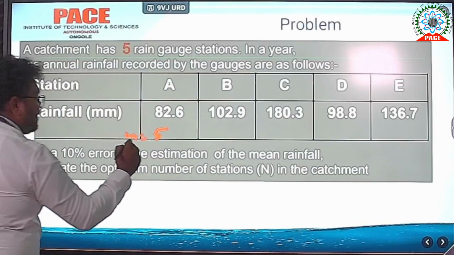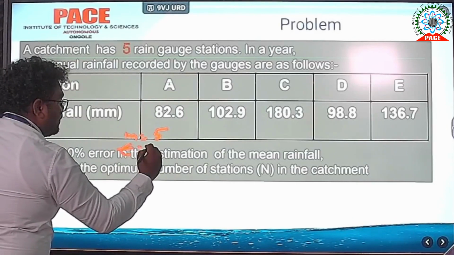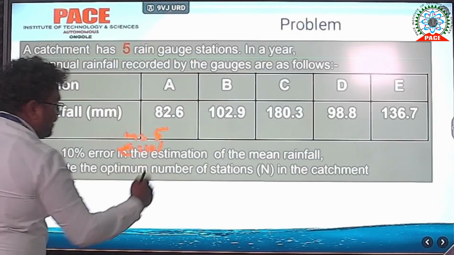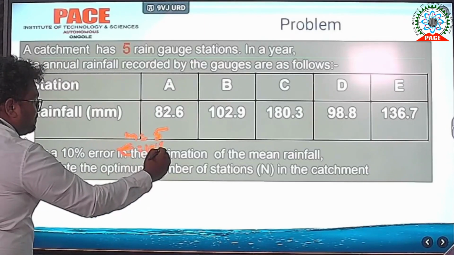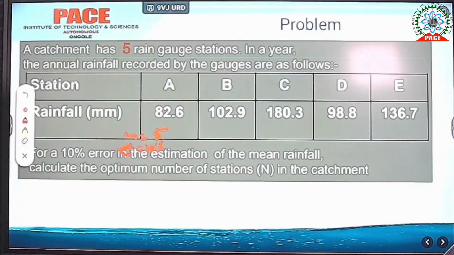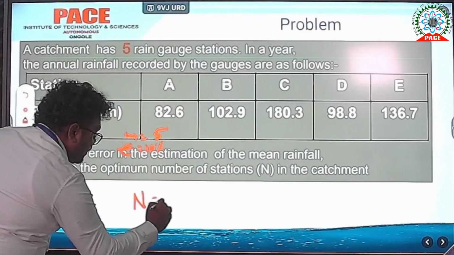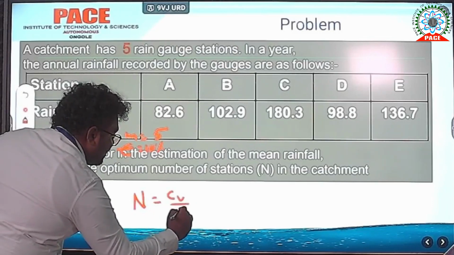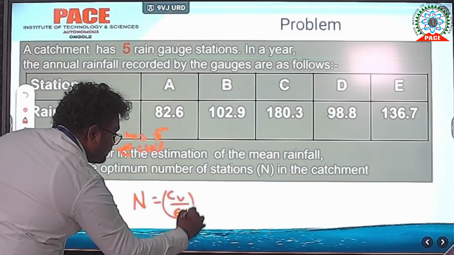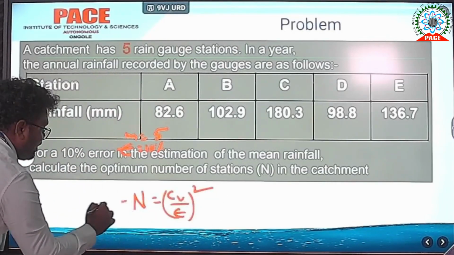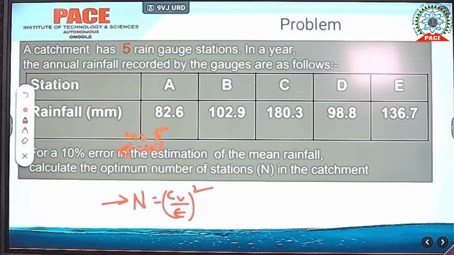Next, what is the error value? Which is E equal to 10%. Now from these values you have to find out the n equal to Cv by E whole square, optimum number of rain gauge stations in that particular area.